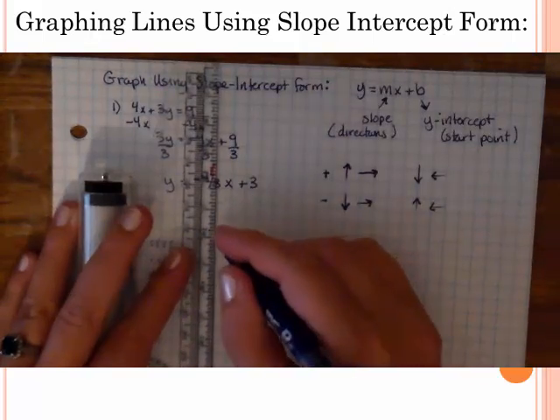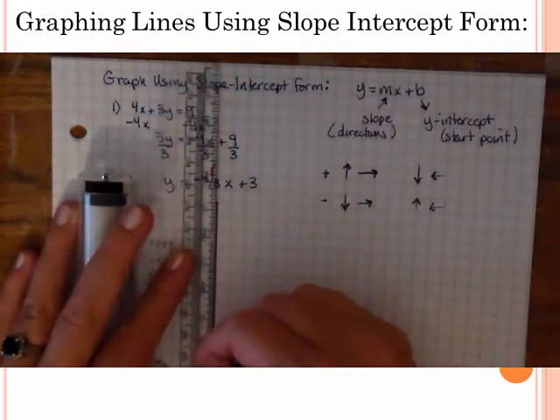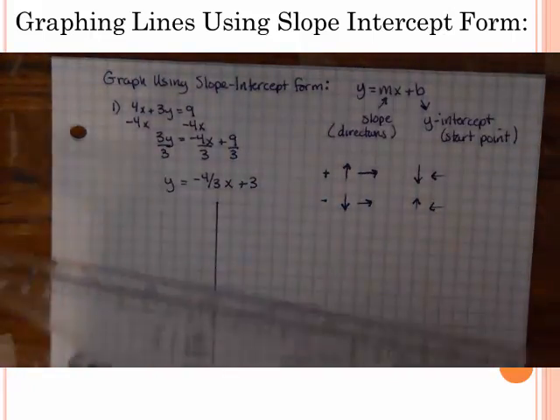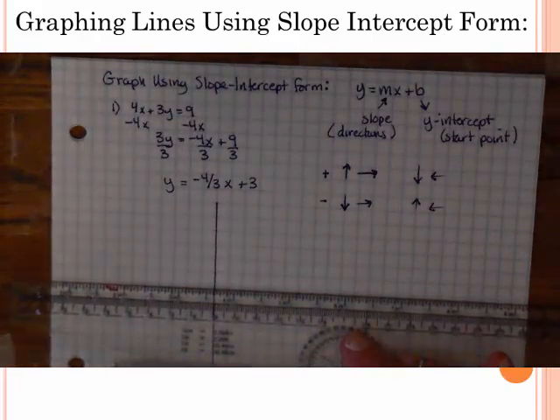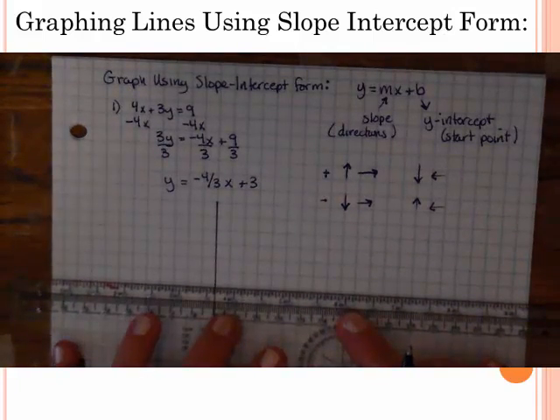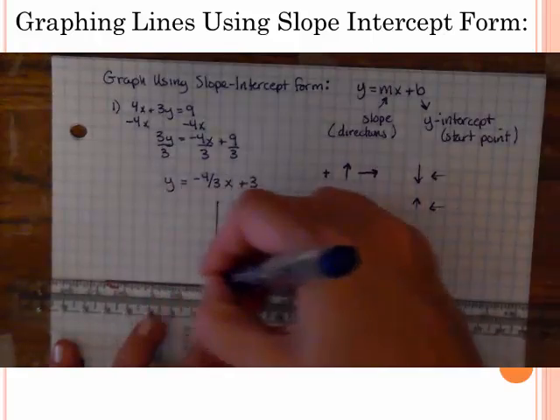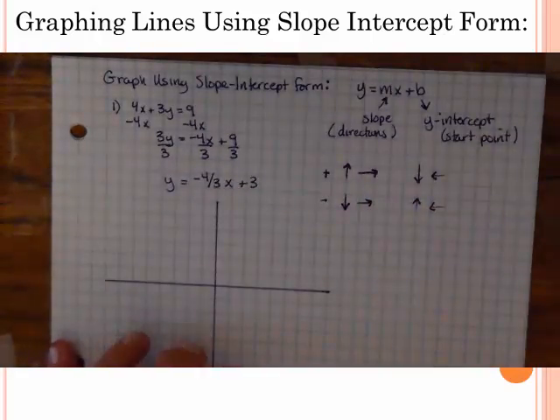And this is nice because we don't have to have things that divide evenly, and we don't have to find exact points. So slope-intercept form will work for any equation. You just have to solve for y first.